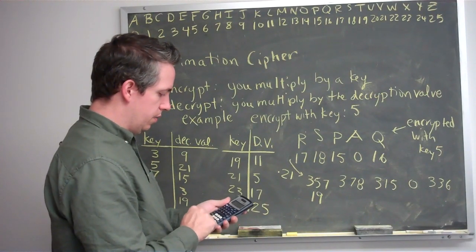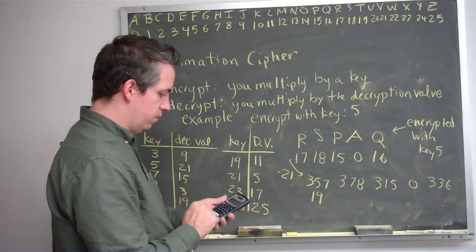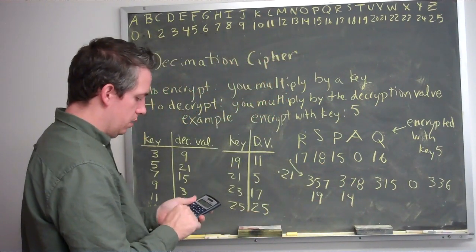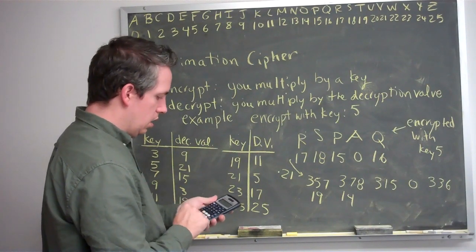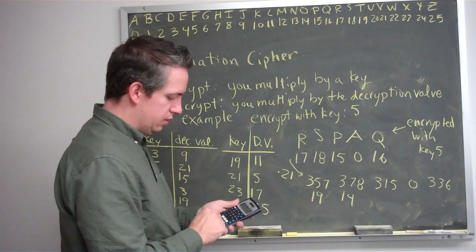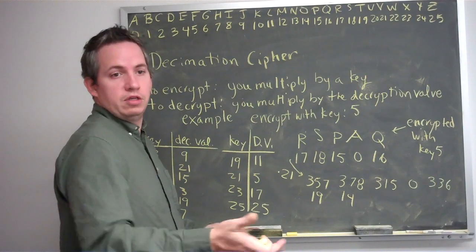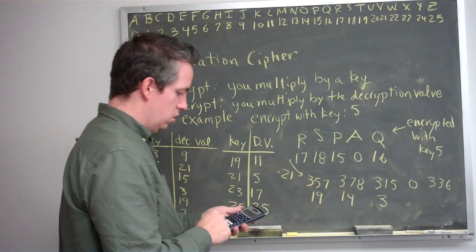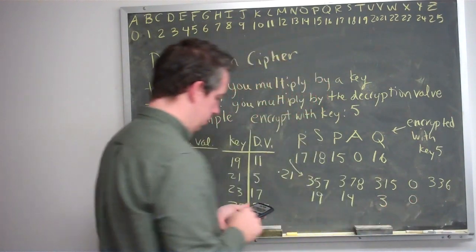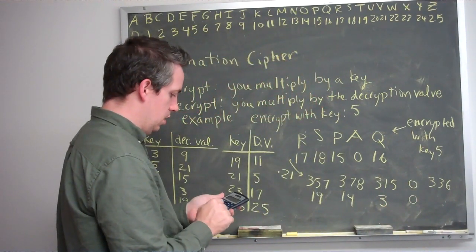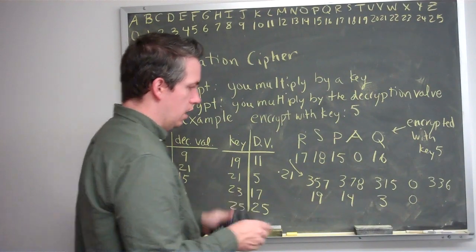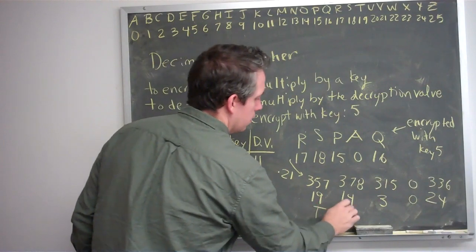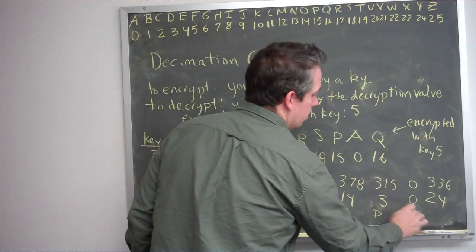378, I'll do the same thing, minus 260, minus 104, I get 14. 315 minus 260. Now I can't subtract any multiple of 26 because essentially I'm just subtracting 26 multiple times. So I get down to 3. 0 is already in range, and 336 minus 260 minus 52, and I get 24. Then find the associated letters, T, O, D, A, Y.